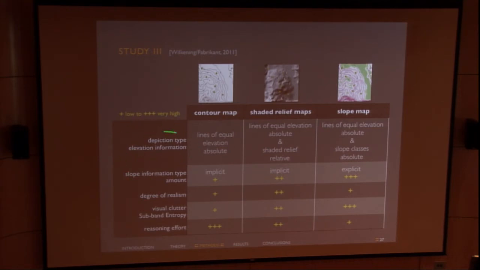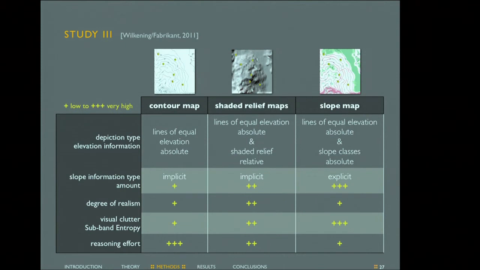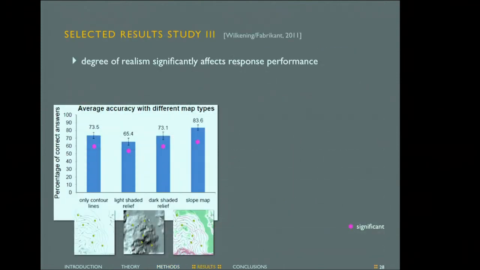So we can quantify how hard these maps are for these given properties of information extraction. How is the thematically relevant information depicted? How is the slope type or the incline communicated? Is it implicit, so that I have to compute it myself from what is seen, or is it explicit? Then there is the degree of realism. We can even apply additional vision models to measure the clutteredness of the display, and we can also make an inference of how much internal reasoning is required to come to the solution.